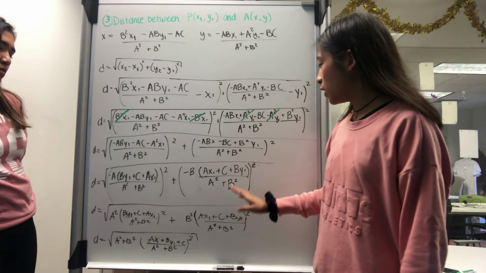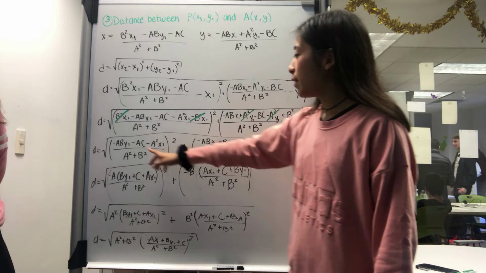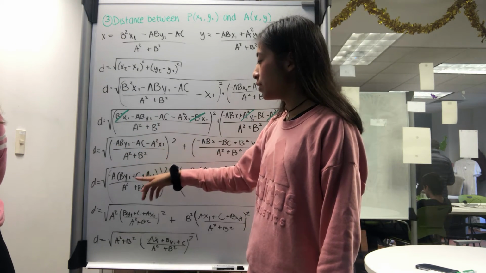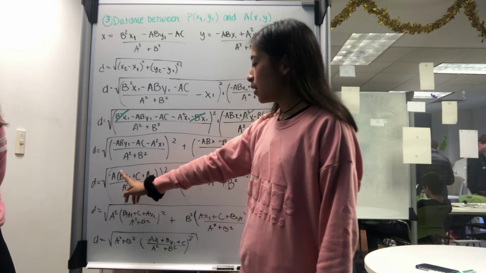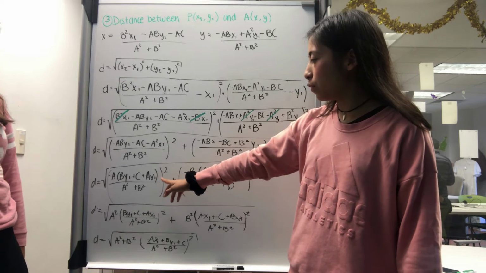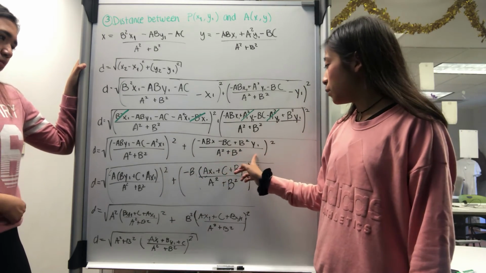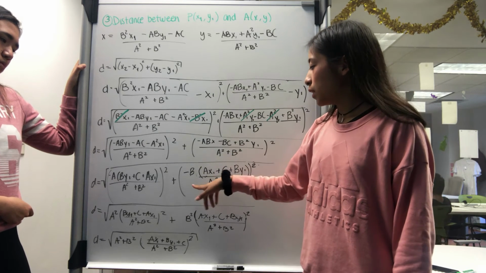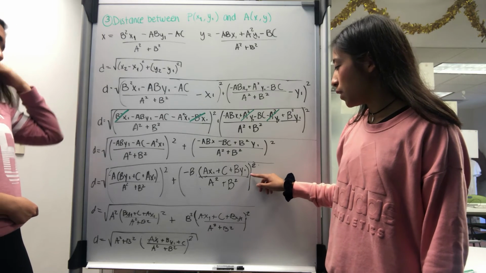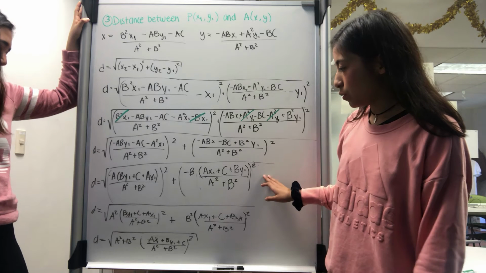Then we factorize the equation, so we can get minus a times (by1 plus c plus ax1) all over a squared plus b squared, all squared. And from this side we can factorize the b, so we get minus b times (ax1 plus c plus by1) over a squared plus b squared, all squared.